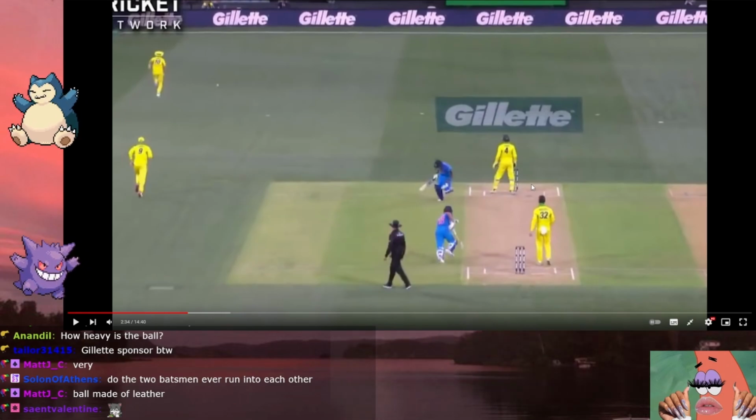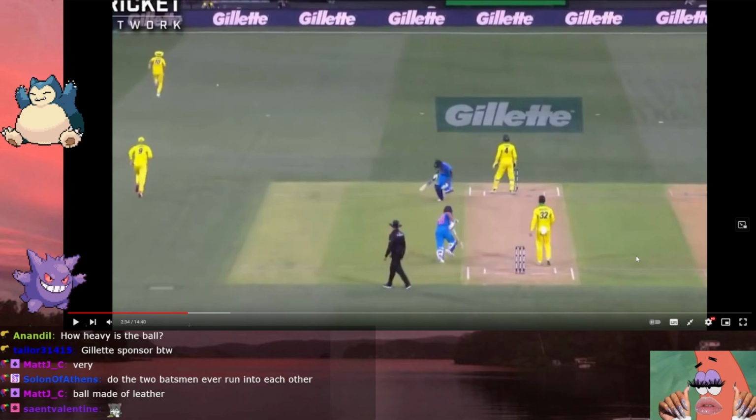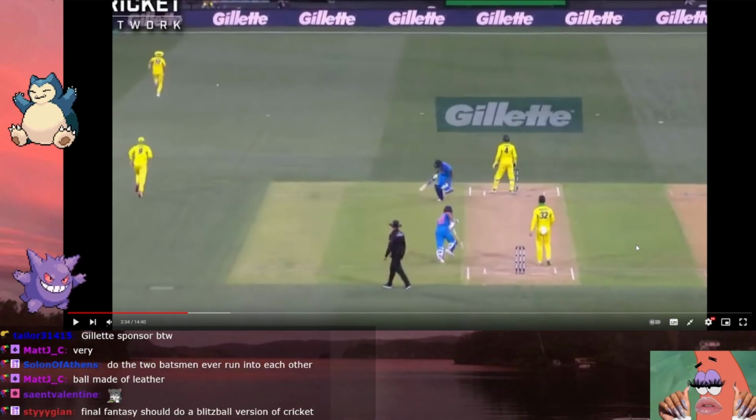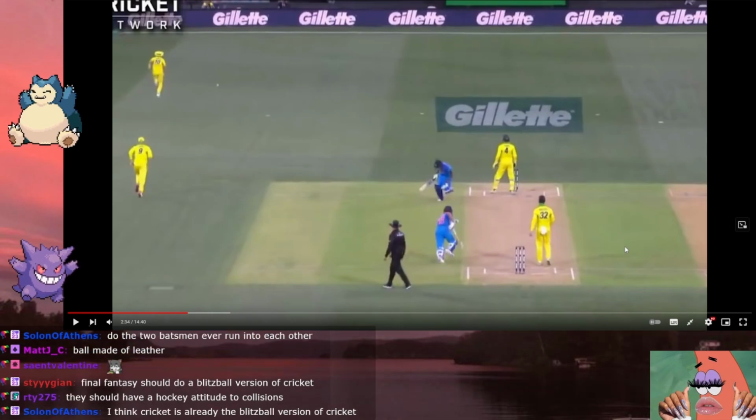No, the batsmen will never run into each other. Occasionally you do have collisions between fielders and batsmen, but generally that gets resolved pretty amicably. There's this concept in cricket called the spirit of the game, where if you're a little bit of a jerk, people will kind of frown at you. You might do everything legally, but if you're a little bit of a jerk about it, then you'll get frowned at by the whole cricket community.